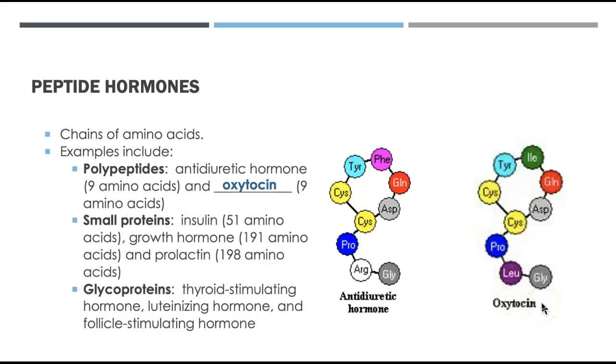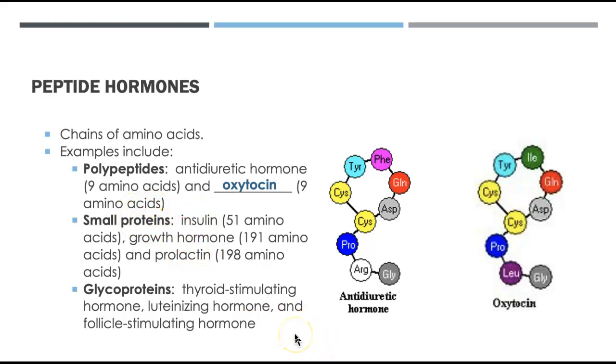But of course, we do see some differences as far as the specific type of amino acid that is in this chain. Other types would be our small proteins, which include insulin, made up of 51 amino acids, growth hormone, made up of 191 amino acids, and prolactin, which has 198 amino acids. Now, I'm not expecting you to memorize these numbers, but do know that these hormones are small proteins.